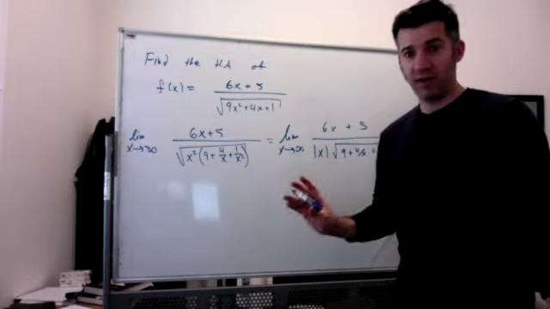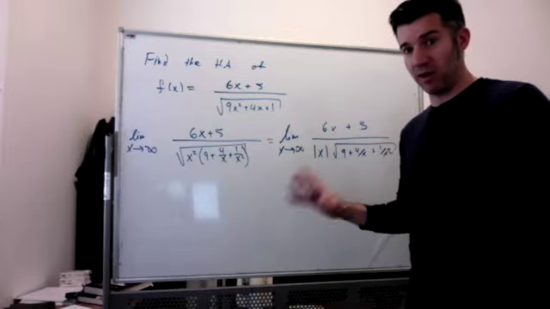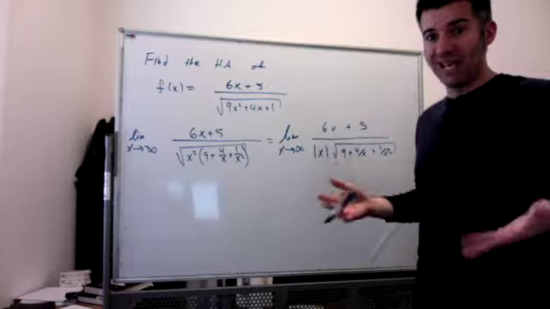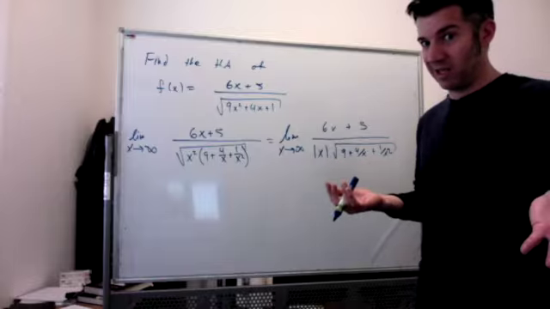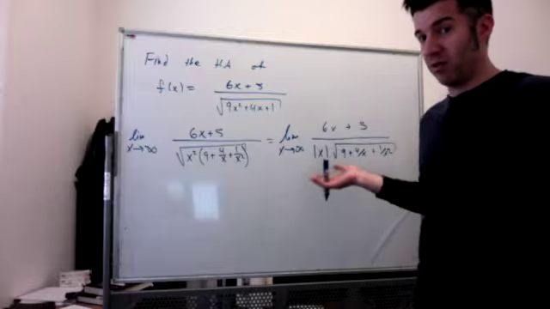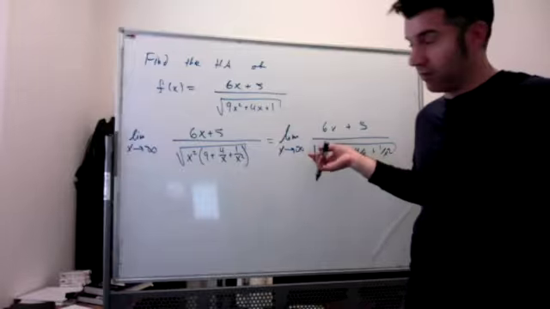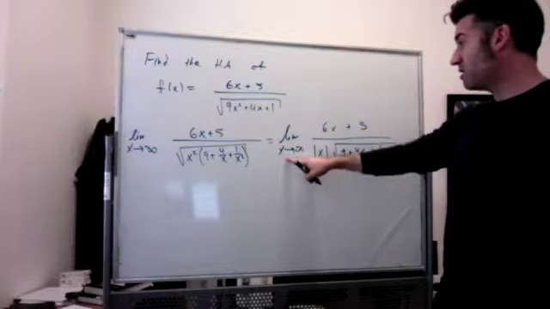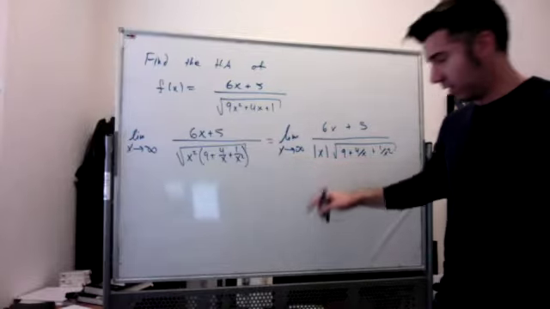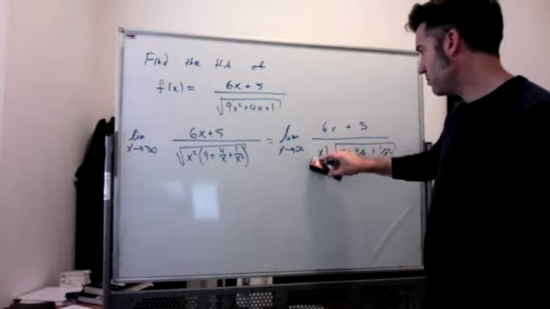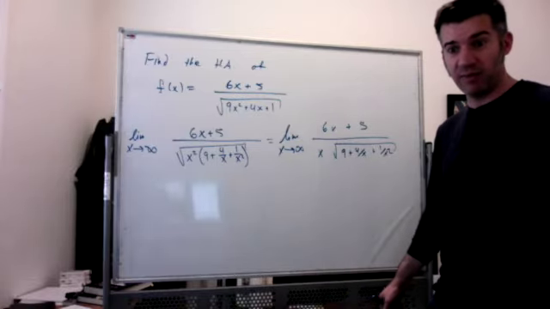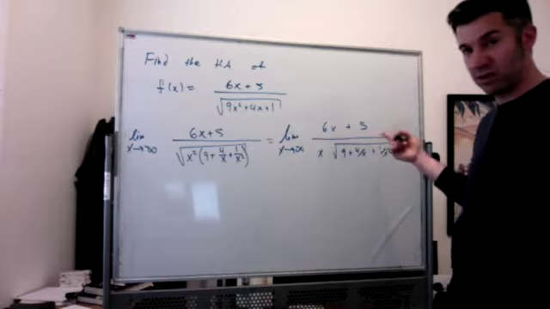So I want to make it very, very clear. The square root of x squared is the absolute value of x. Because the square root of x squared, no matter what you put in, you always get out a positive thing, right? Because you can't take a square root and get out a negative thing. Square root of 9, 3, not negative 3. Square root of x squared, absolute value of x. So since x is positive, the absolute value of x is just x. And then we can divide everything by the highest power of x, which is just x to the first.